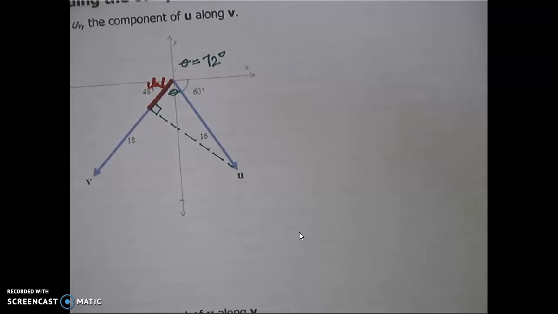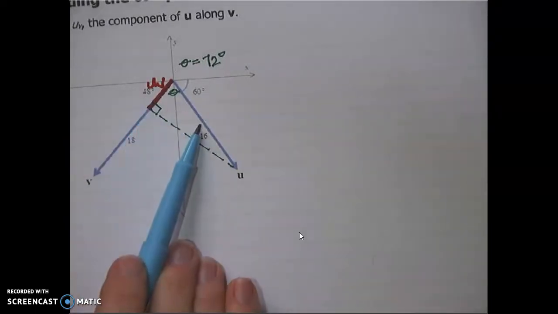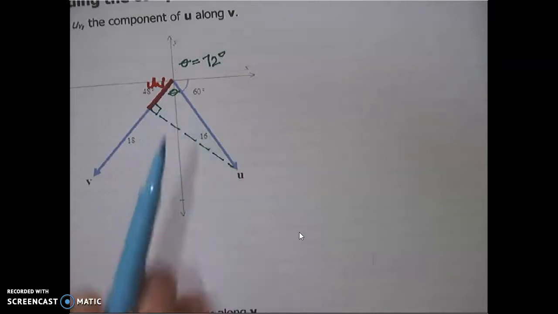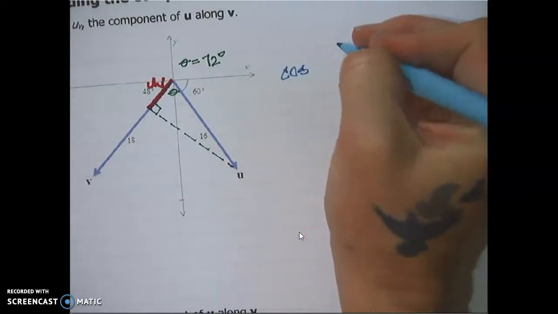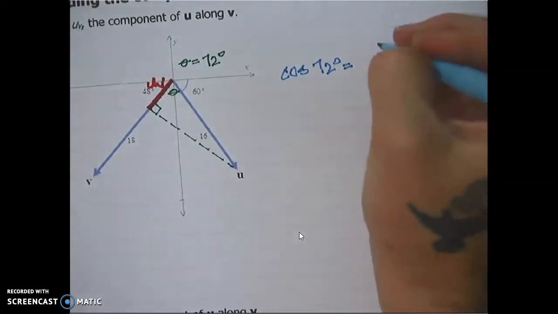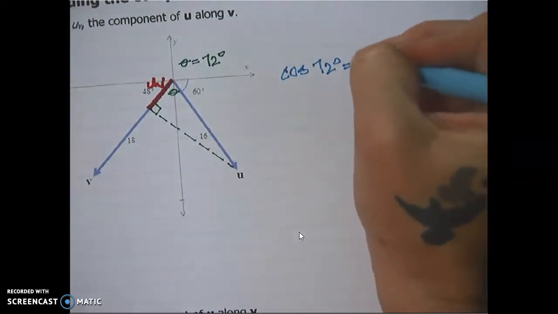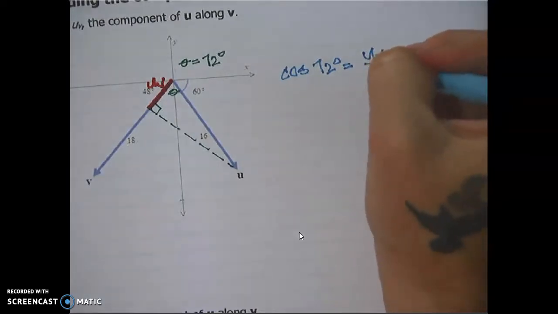So to find that, there's a couple of things we can do. First, we can look at this as just a right triangle. So if we do that, we would be looking at, let's see, we need the adjacent, we have the hypotenuse, and we have the angle, so that would be cosine. So we would have the cosine of theta, which is 72 degrees, is the adjacent, which is u sub v, what we're trying to find, over the hypotenuse, which is 16.